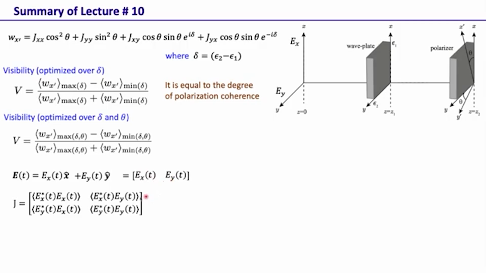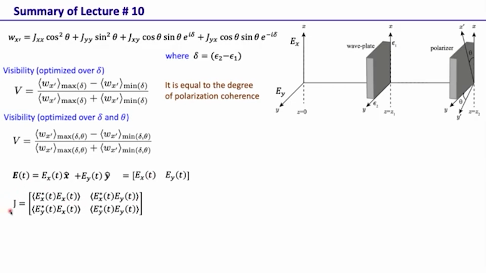But when it's a partially coherent field, then we know that E star xt EYT is not equal to E star xt EYT ensemble average. This is different, and that's why we have to study this separately. And that's why when it comes to the partially coherent field, one has to study the correlation function and not just the fields.